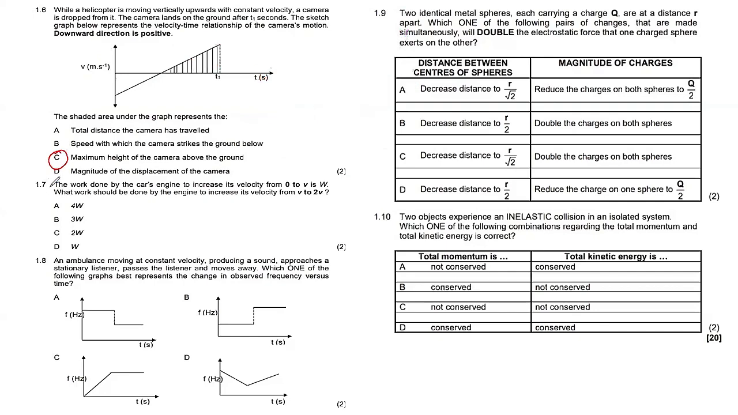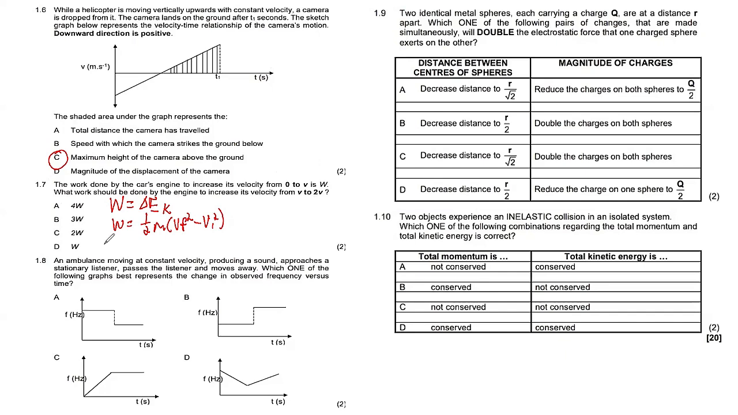This was C. Now 1.7 says the work done by the car's engine to increase its velocity from 0 to V is W. What work should be done by the engine to increase its velocity from V to 2V? Is it A, 4W, B, 3W, C, 2W, or D, W? Now, considering that the net work done is equal to the change in kinetic energy of the object, we can use that to find out how they got to this W here. So we'll say W is equal to half M (VF squared minus VI squared).